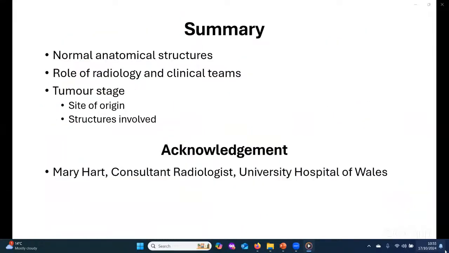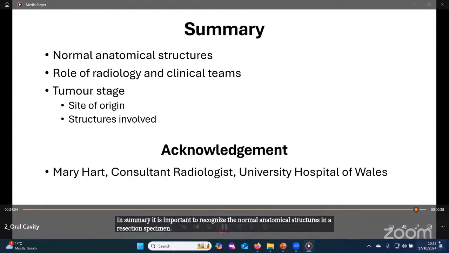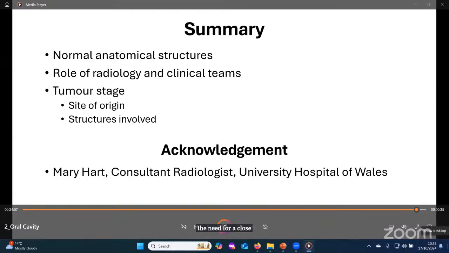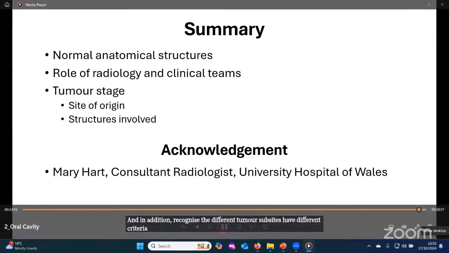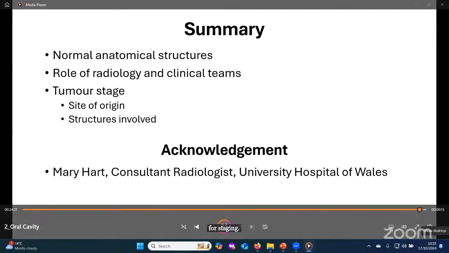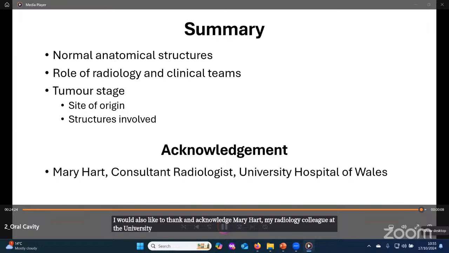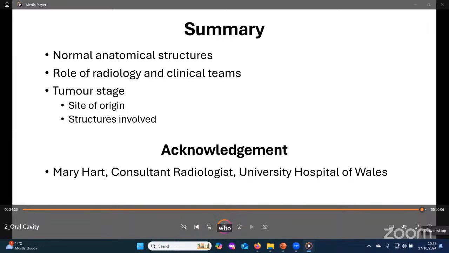In summary, it is important to recognise the normal anatomical structures in a resection specimen, the need for a close working relationship with your surgical and radiology colleagues, and in addition recognise the different tumour subsites have different criteria for staging. I would also like to thank and acknowledge Mary Hart, my radiology colleague at the University Hospital of Wales, who provided the radiology figures for the talk.